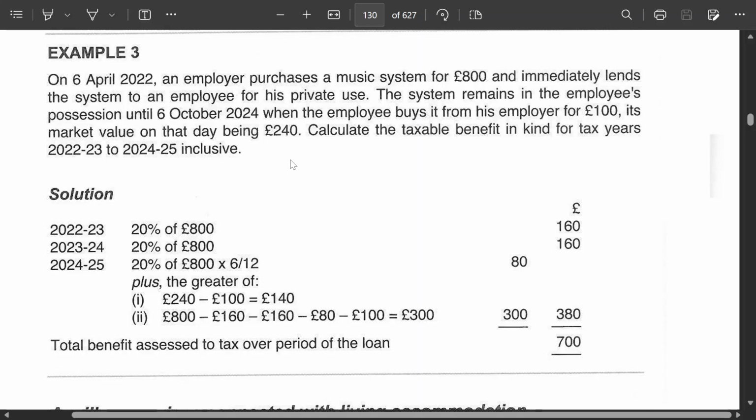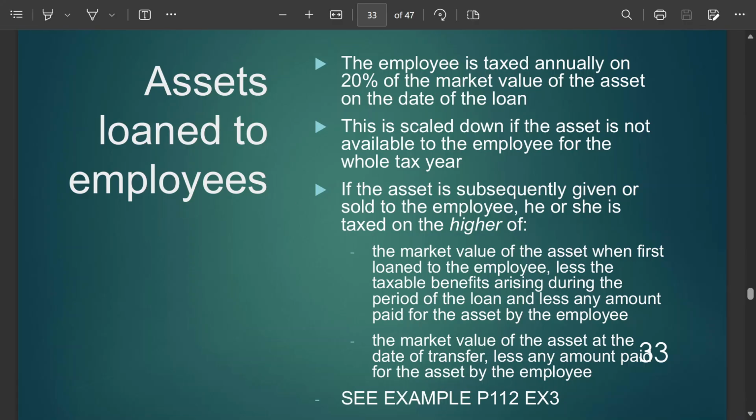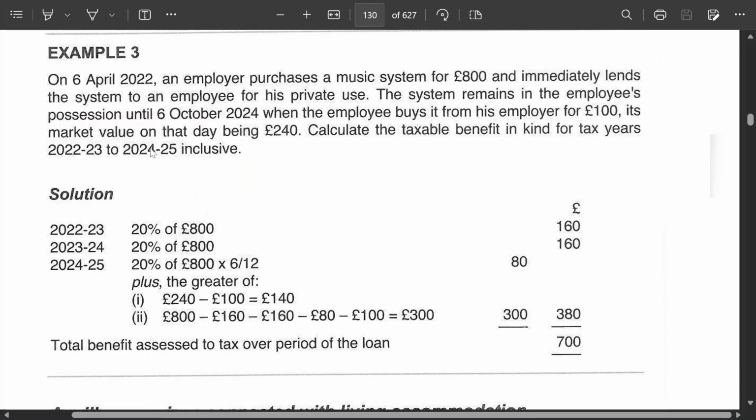So this information is obviously given to you to attract this rule, which is the A in the textbook, the second one: the market value of the asset at the date of the transfer to the employee, when it's being given to the employee. So this is going to become relevant for that one. Okay, so calculate the taxable benefit for these 3 tax years.